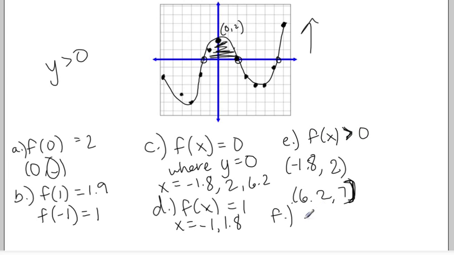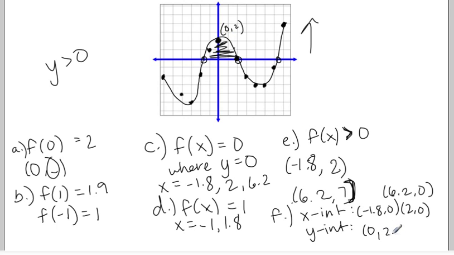Another type of question it asked you is for the x and the y intercepts. So x-intercept is just where it crosses the x-axis, so where y equals 0. So we actually already answered both of these questions, so we know where y equals 0. We asked that here, so we know we have negative 1.8 comma 0. We know we have 2 comma 0, and we have 6.2 comma 0, because those are our x-intercepts, where it crosses the x-axis. Then we have our y-intercept, where it crosses the y-axis. It only crosses it once, so it's going to be 0 comma 2.